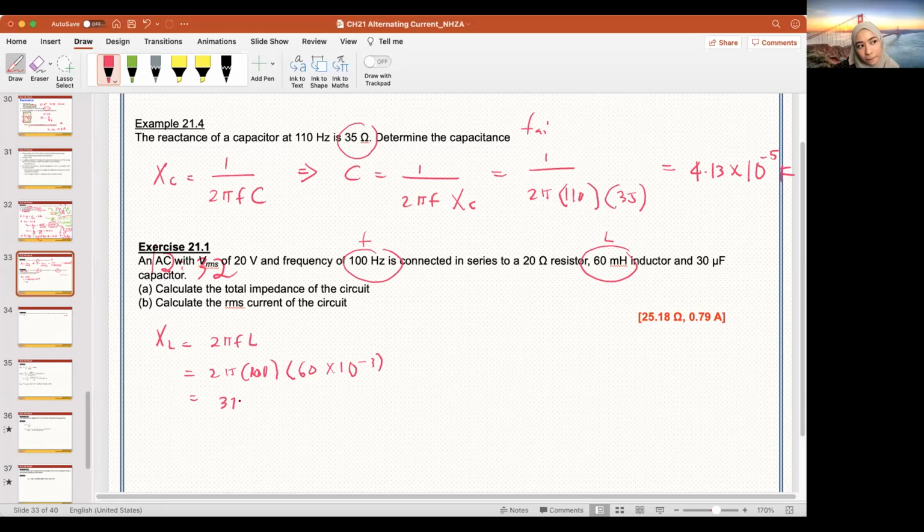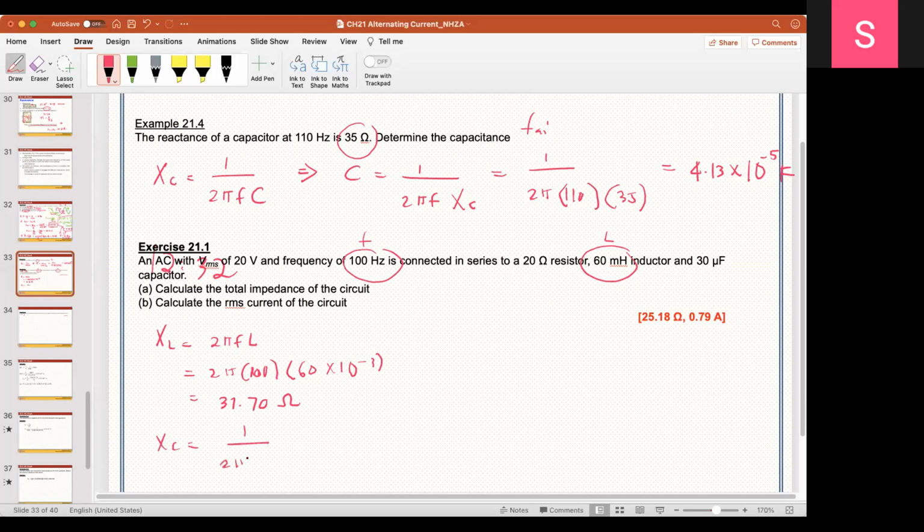37. Or 70 ohm. Tak dengar, lagi sekali. 37.70 ohm. Okay. And then lagi? And then I find the XC. Okay.